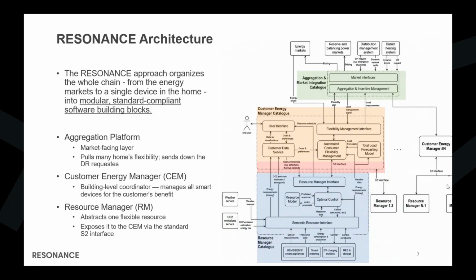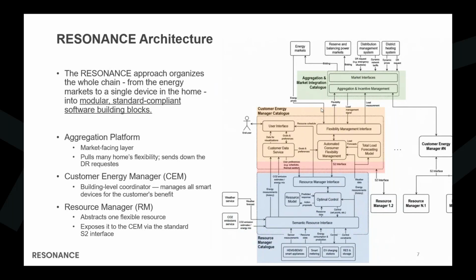At the very top is the aggregation platform, the market-facing layer. Through its market interfaces, it connects to the outside world, including the energy markets, the DSO, and reserve and balancing power markets. Its main job is to pool the flexibility of many households and buildings and turn it into something it can bid and sell to these markets. And in return, it sends the load management signals, implicit or explicit, down to each home, and thus influences the flexibility control.